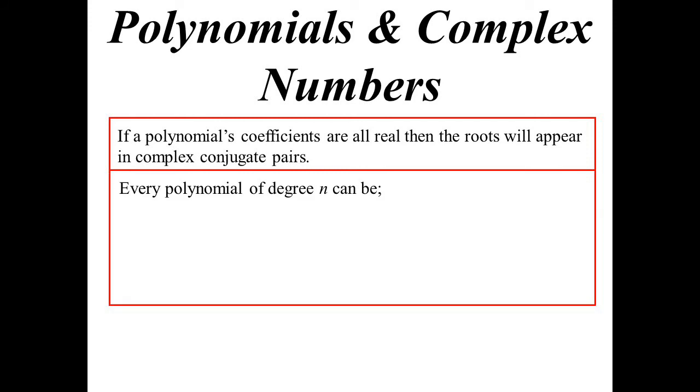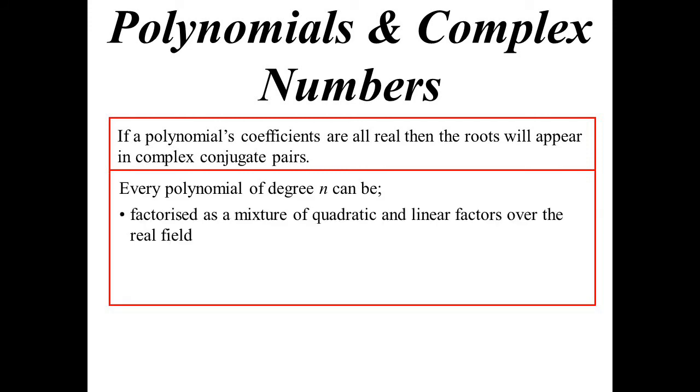If you've got a polynomial of degree n, you can always factorise it down to be a mixture of quadratics and linear functions. Now, the quadratic may or may not be able to be factorised. Obviously, if the roots are complex, then it won't be able to be factorised over the real numbers. But if we factorise over the complex field, then we will get linear factors, and there'll be n of them, whatever the power is. So a quadratic will have 2, a cubic will have 3, and so on.